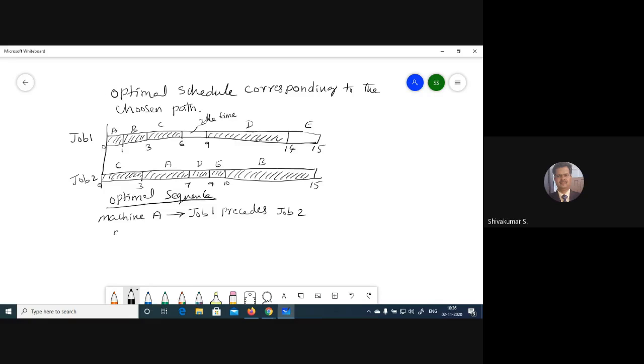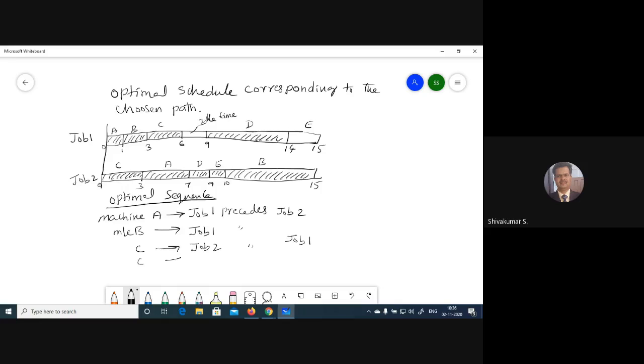So now for machine B, tell me which job for machine B, as per the graph. Job 1 only. Because immediately as per the sequence, job 1 precedes job 2. Next, similarly, machine C now. Which job takes machine C? Here, job 2. Job 2 precedes job 1.